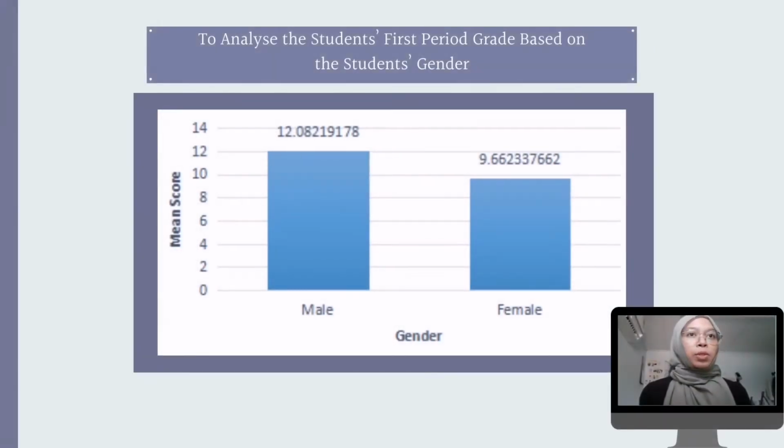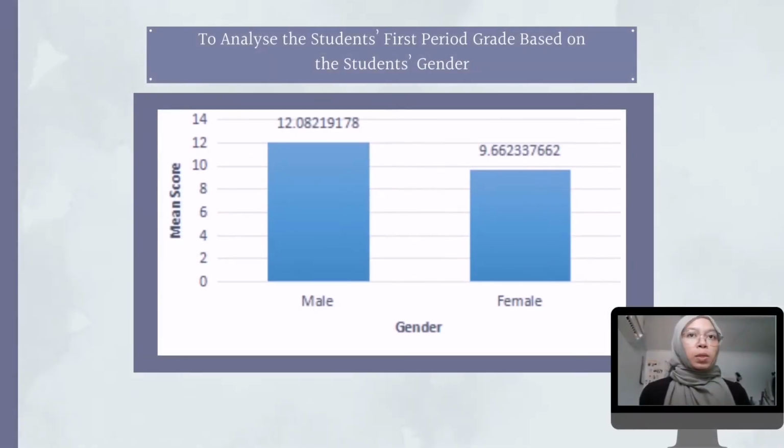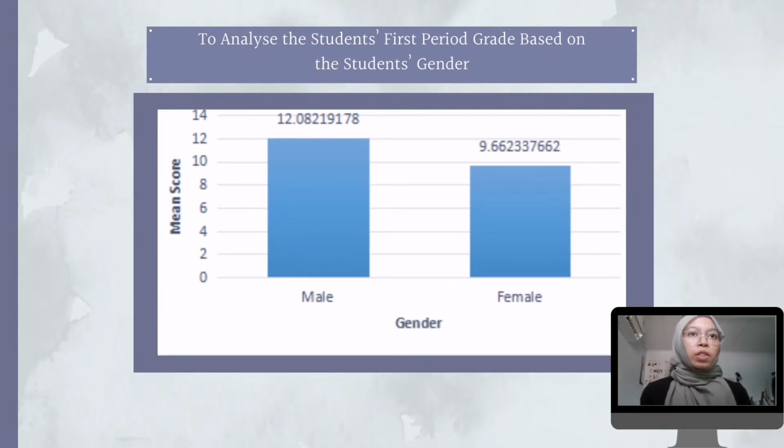The bar graph shows the mean score to measure the students' first period grade based on students' gender. The male students have a higher mean score of 12.08219178 compared to female students' score, which is 9.6623376662. The reason male students have a higher mean score is because they have higher marks in the core subject compared to female students. Male students perform better in first period grade, which gives them a higher score.